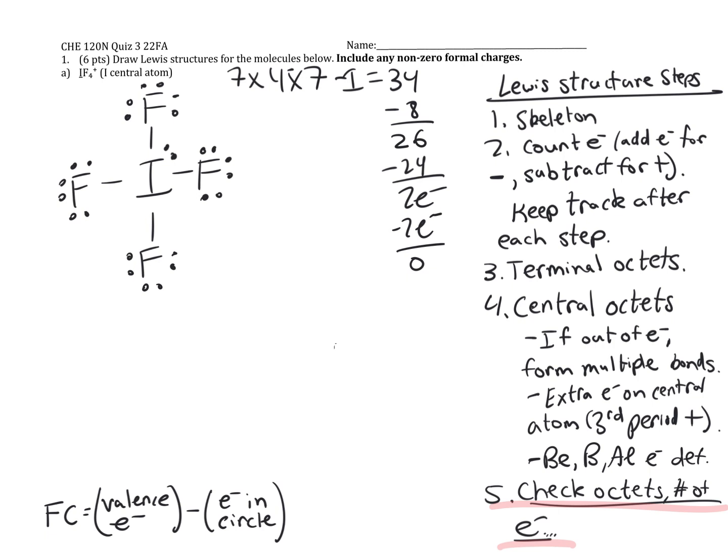Central octet, well, we're breaking the octet rule here, but again, 2, 4, 6, 8, 10 electrons on the central iodine, which is okay because we had those leftover electrons. And again, the total number of electrons in our structure: 2, 4, 6, up to 34. We've used all of our electrons. We've got everyone to an octet, or as best we can, so we know our structure has to be correct.